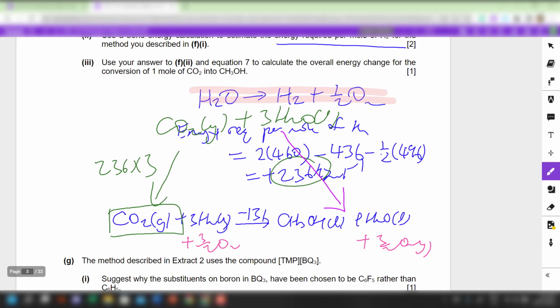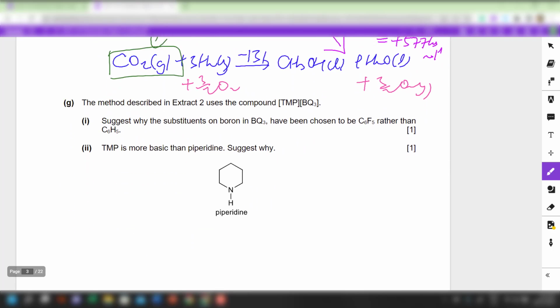And then this is the one we need to calculate, delta H. So this is essentially just 236 times 3 minus 131. Okay, so this equals plus 577 kilojoules per mole. I hope the explanation so far has been okay, because some of these concepts, I do agree, can be a little bit difficult to understand.